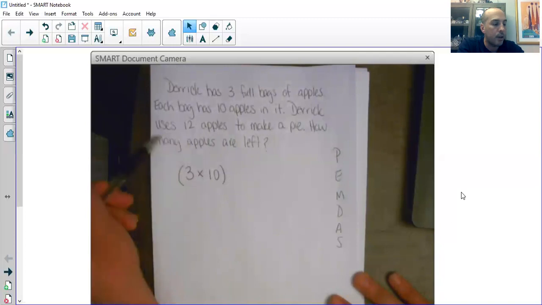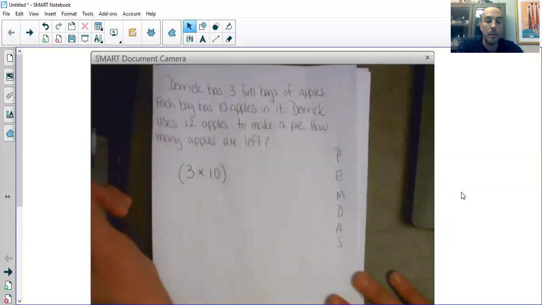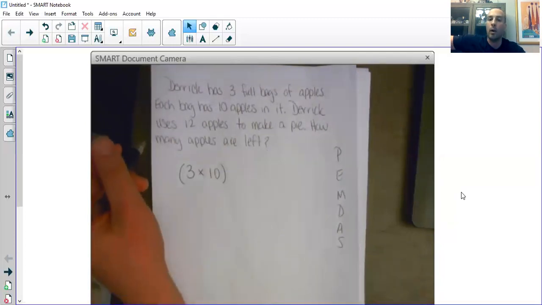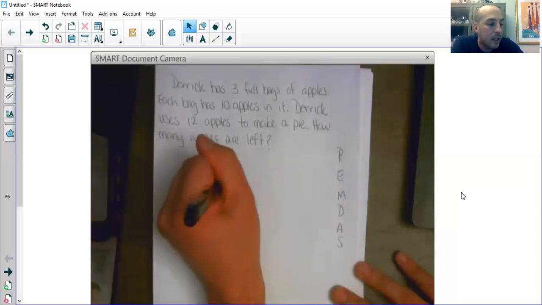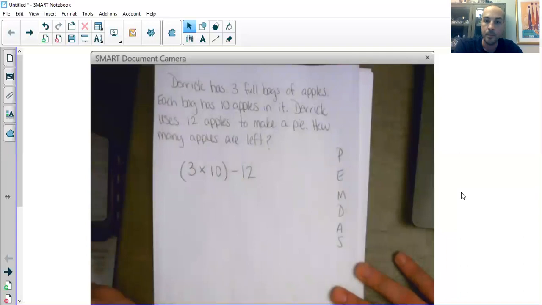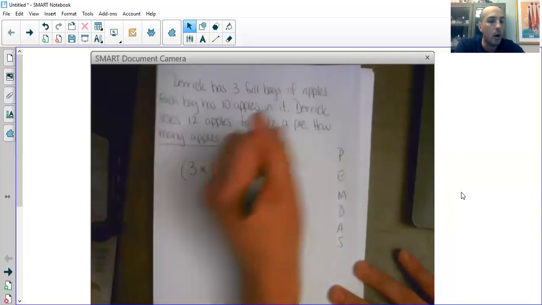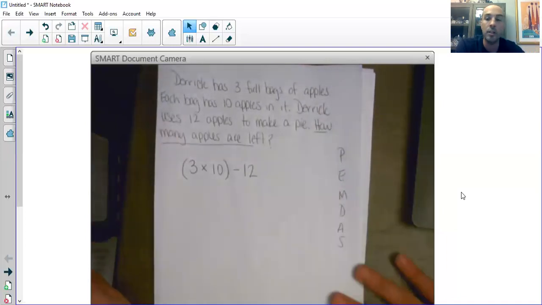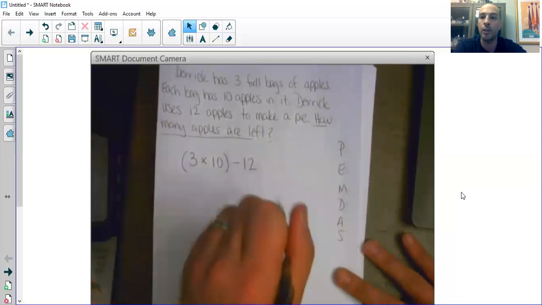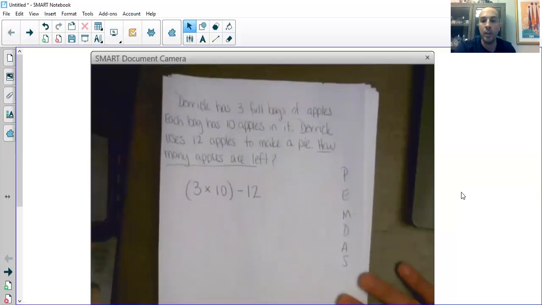Then it says that Derek uses 12 apples to make a pie. That means they're going to be taken away, aren't they? They're not going to exist anymore. So the second step would be minus 12. How many apples are left? Those keywords are also telling me that there's going to be subtraction. So that's another tip that I would have to subtract the 12 apples that Derek is going to use in the pie. Now I have the equation that I need to solve to get the answer.